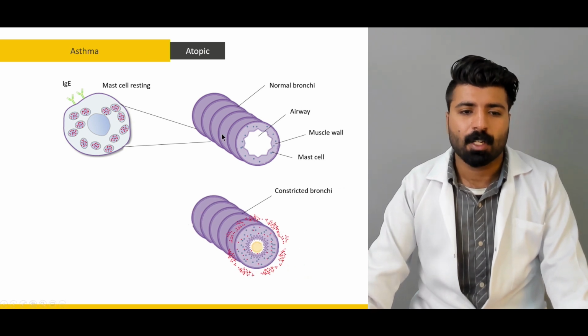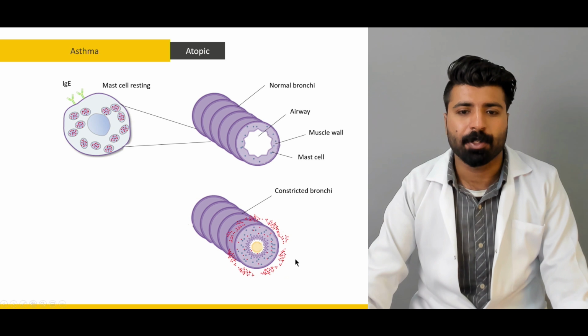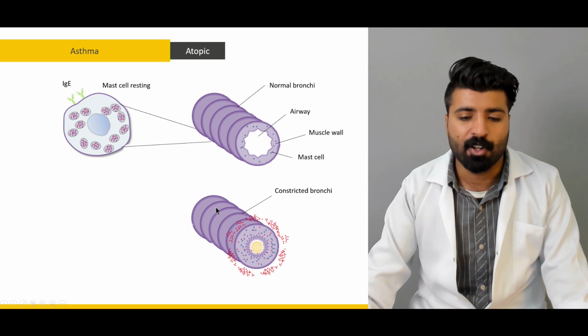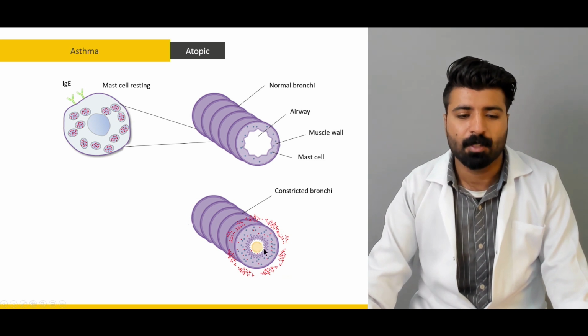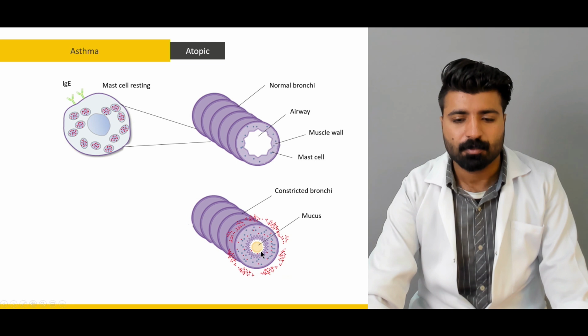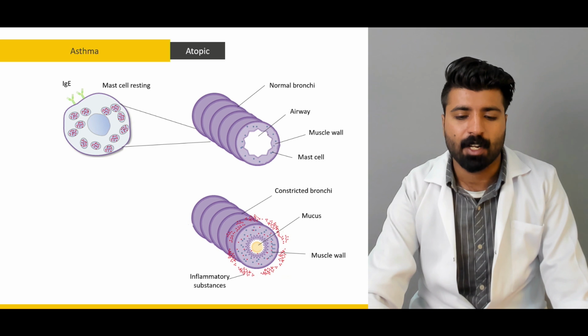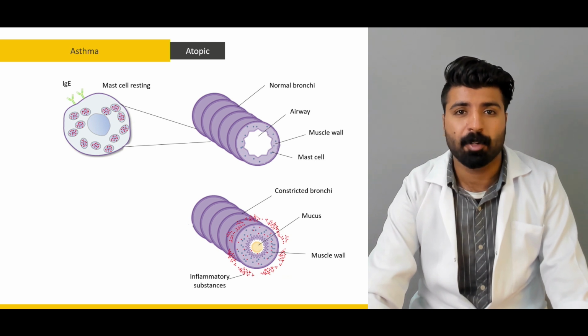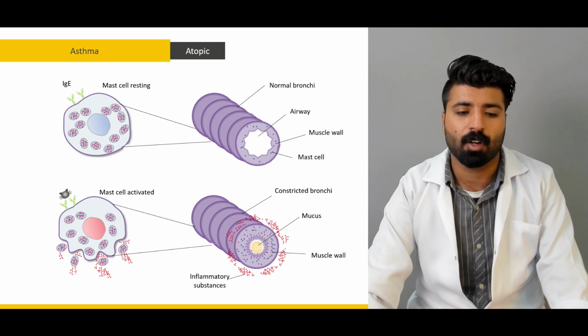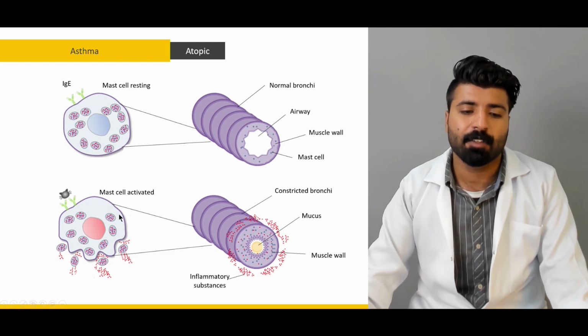So what will happen in case the patient started exercising or other factors? The bronchi will constrict right away. Increased number of mast cells will be produced. This muscle will tighten and the lumen will be narrowed and the mucus production will increase. As you can see, mucus production increased, muscle valves strengthened, and inflammatory substances are there. All those inflammatory mediators and cytokines are there to work on it. So the mast cell is activated now.